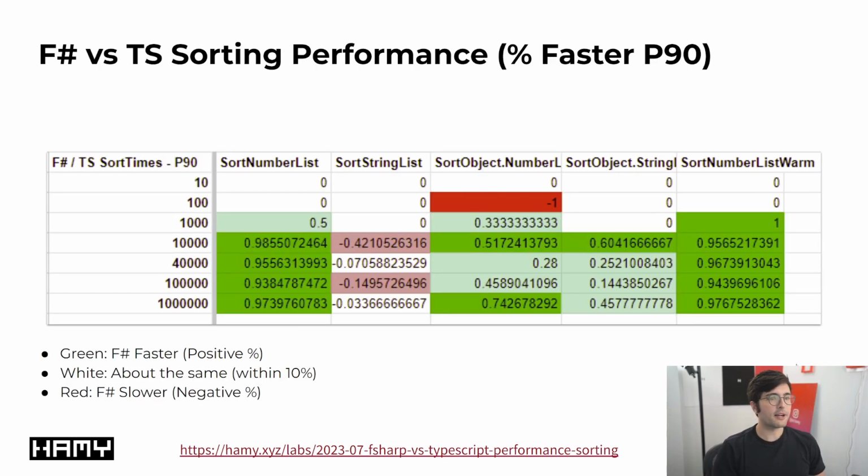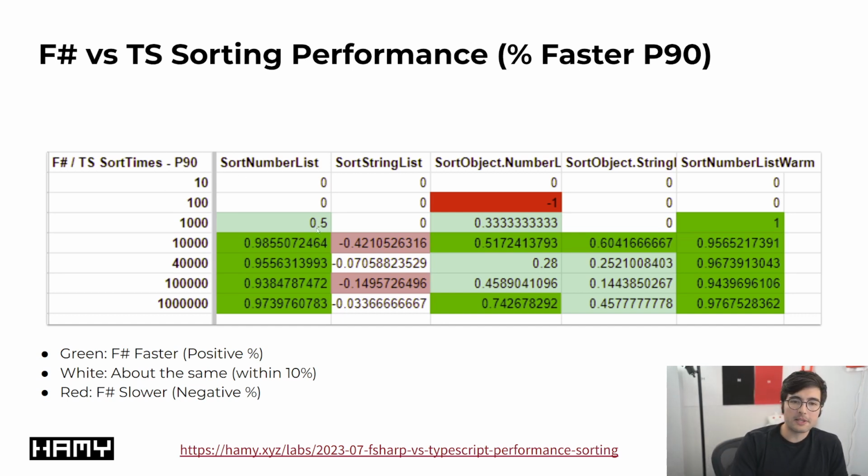And so here I've compared F# versus TypeScript performance. What we're doing is comparing the percent, how much faster F# is versus TypeScript in terms of P90. And I've tried to color code this to make it a little bit more readable, because this is a lot of numbers on the page. So green is where F# is faster, where it's got a positive percent faster, and you can think of these as percent fasters here. White means it's about the same. I figured that we're running 200 iterations, but if it's within 10%, that's probably our margin of error. So within 10%, I'm just saying it's about the same. And then red means that F# is slower, so TypeScript is actually faster in this case by some percent.